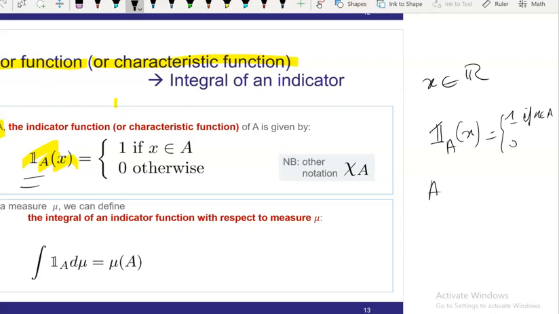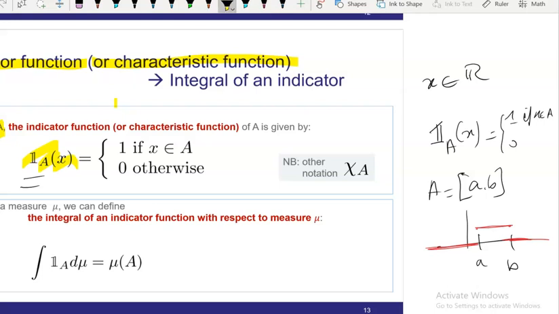So if A is just a simple interval, let's say it's the interval AB, your indicator function is the function that has value 0 outside of the interval and value 1 inside of your interval. This is a very convenient one. It's just this kind of door gate function that allows you to say, well, it's 0 except for my set. But of course, your set could be much more complicated than just an interval.